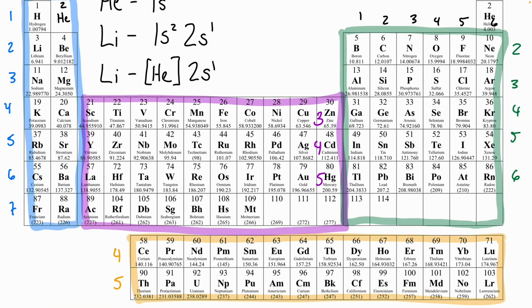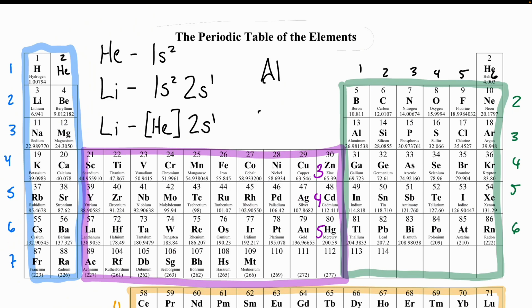All right, so let's do another one here. Let's do aluminum, and then let's do one of these D block elements because we haven't done an example from there yet. Let's do aluminum and zinc. No, screw it. Let's do a bigger one. Let's do aluminum and cadmium, Cd.